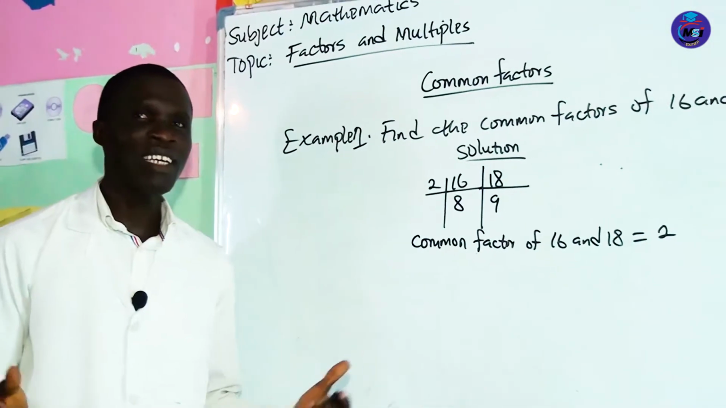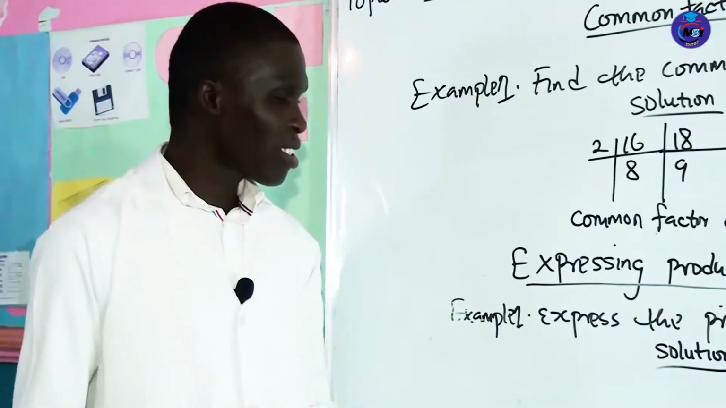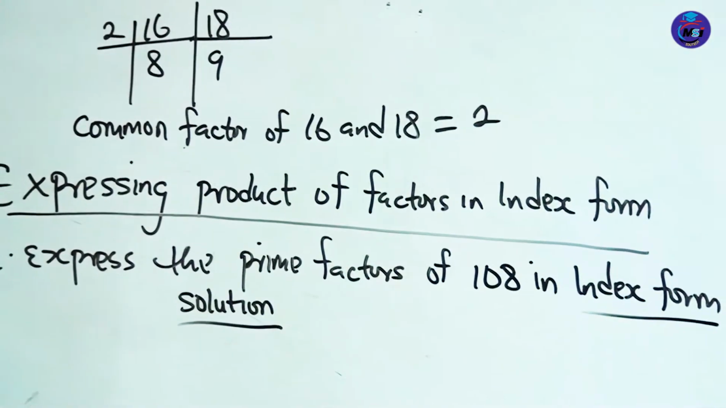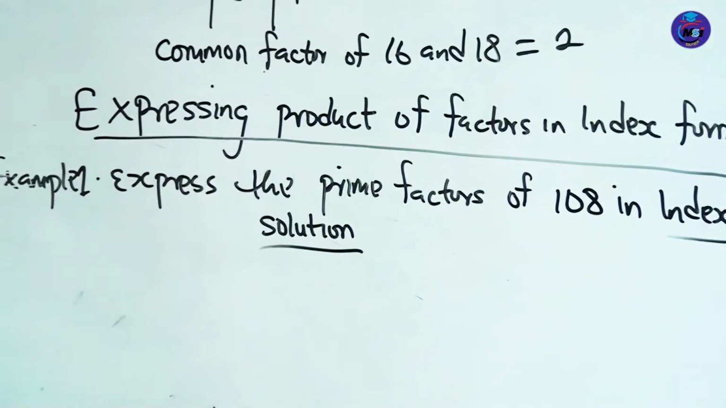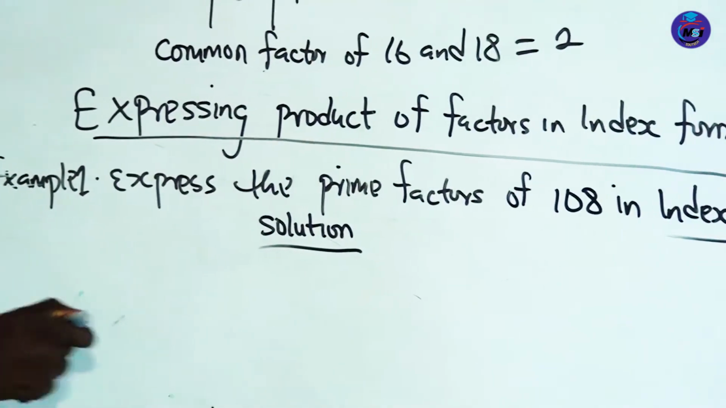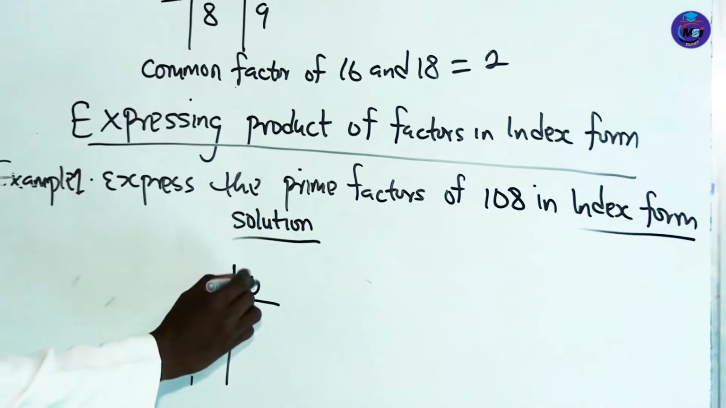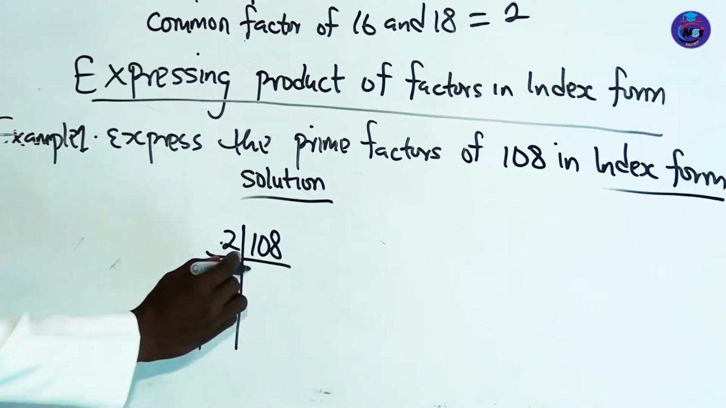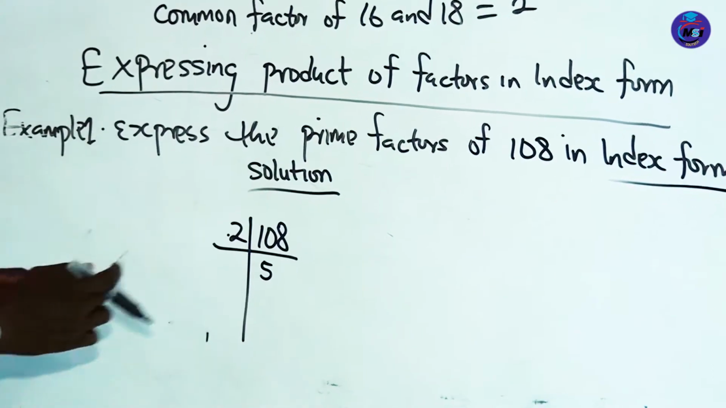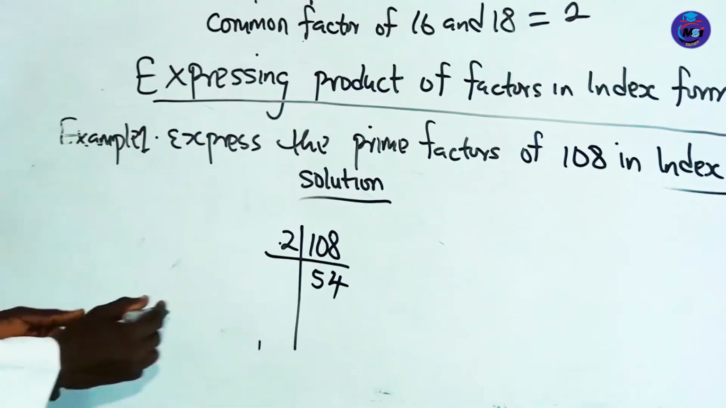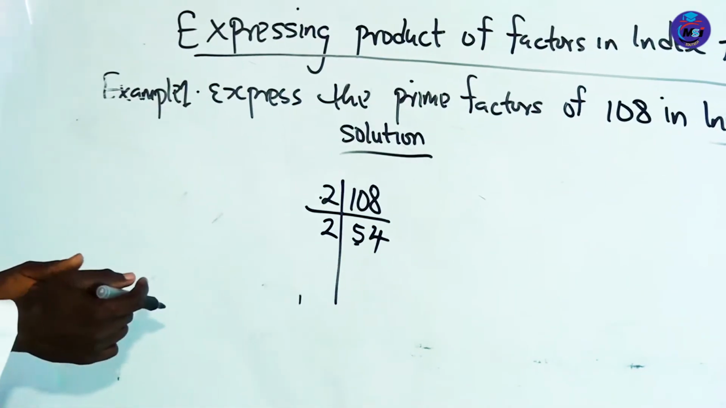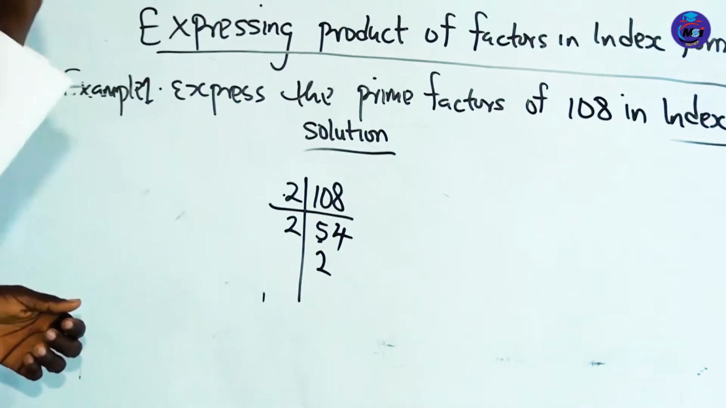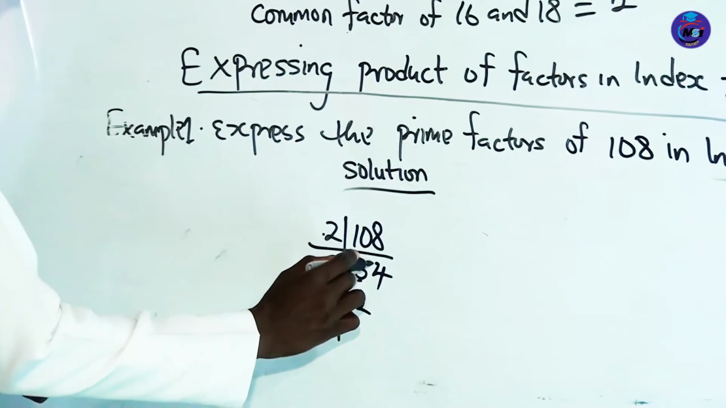Now, let's see another example. So, our next example is expressing the prime factors of 108 in index form. How can we solve this? Let's solve it together. We have 108. How many 2 can we get in 10? 5. How many 2 can we get in 8? 4. How many 2 can we get in 5? Is 2. Remainder 1. That one, put it at the front of this 4.